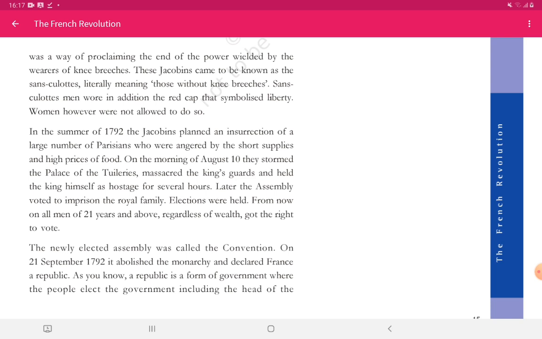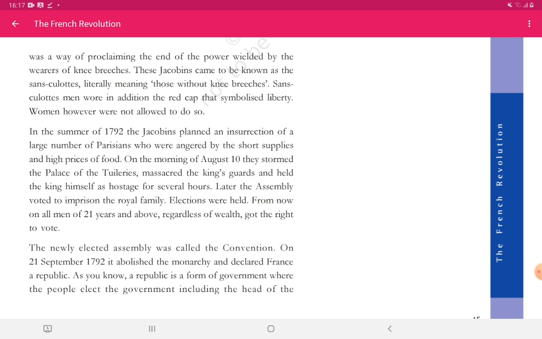Later the assembly voted to imprison the royal family and elections were held, and now all men of 21 years and above, regardless of wealth, got the right to vote. Means whether they were paying tax or not, they had the right to vote. The newly elected assembly was now called the Convention. This is another important question: what is a Convention?